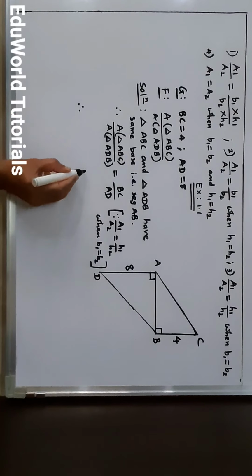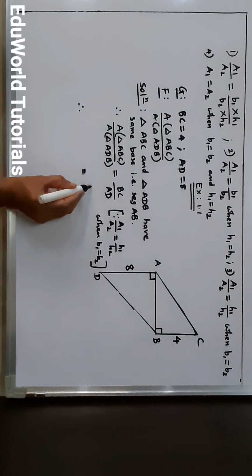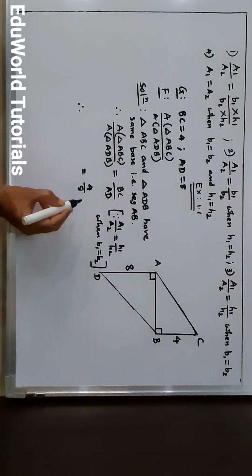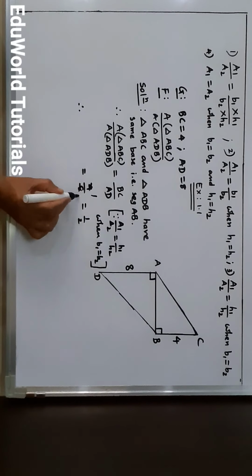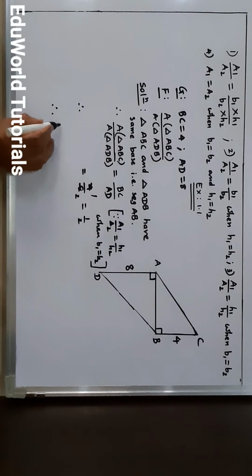Now simply we have to put the values. BC upon AD, that is 4 upon 8, which is nothing but 1 upon 2. When you cancel it, 1s are 2s are, so 1 upon 2. So what is the final answer?